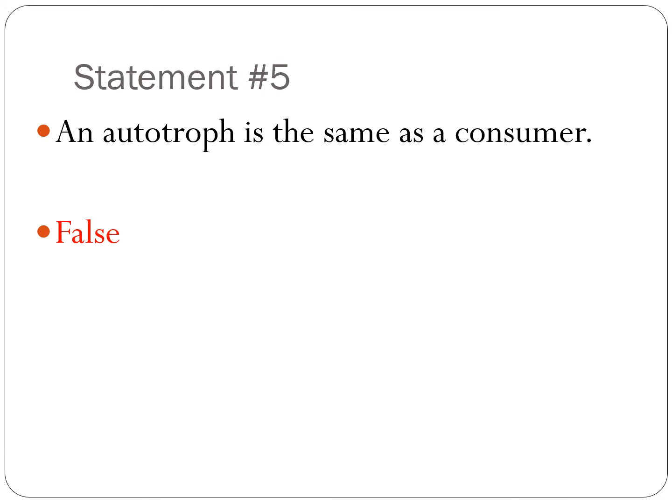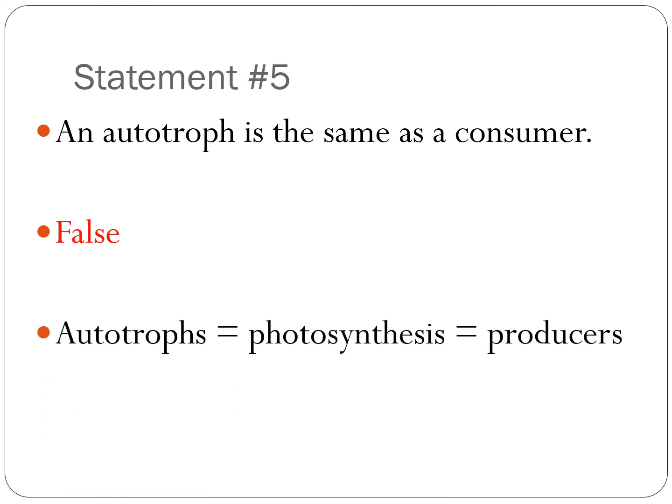This was just a key term I wanted to make sure you knew. An autotroph is the same as a consumer. False. Auto means on your own, automatically. So autotrophs are things that generally do photosynthesis. They can capture energy and store it. A consumer is something that cannot do that. It has to consume, or eat, is what we usually say, to get energy. It has to get energy from another living thing, another source.